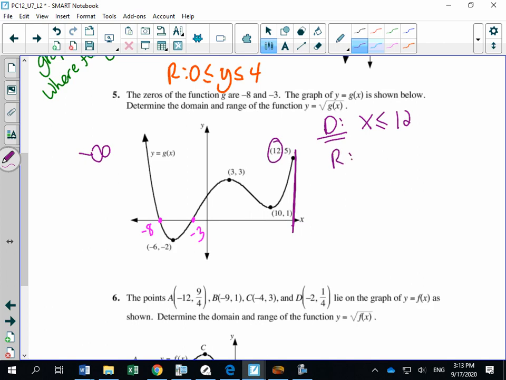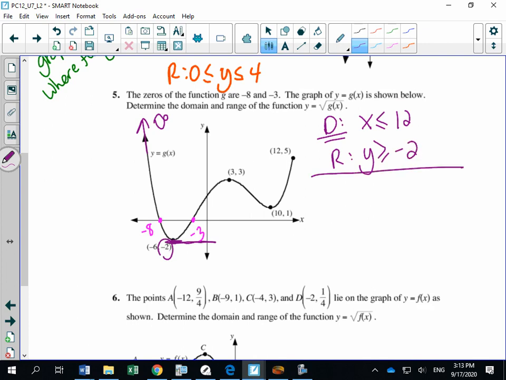The range of the original graph, I need to find either my smallest or my biggest y value. Okay, so because this one goes forever, my biggest y value is infinity, and my smallest y value is this point right here, which is -2. So the range of this graph is going to be y values that are bigger than -2. So how I write that is y is greater than or equal to -2. That's the domain and the range of the original. And maybe we'll just write down the original was y is equal to g of x.